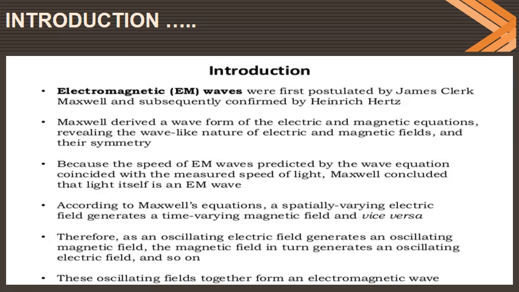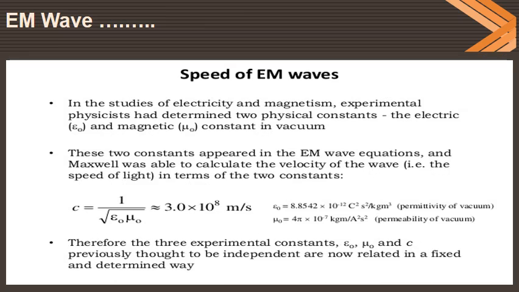Here there will be two fields, the electric as well as the magnetic field, and they will travel uniformly in space. Similarly, we are interested in finding the speed of electromagnetic waves. We need to study electricity, we need to study magnetism, and we need to apply experimental methods to find parameters like the permittivity and the permeability, which are constants in the vacuum.